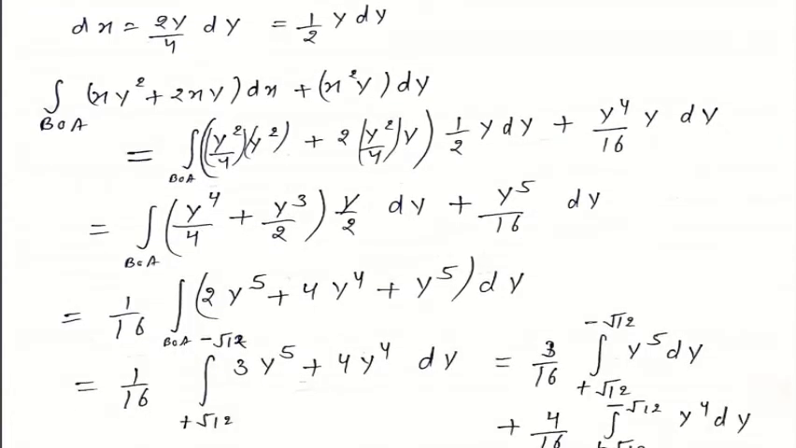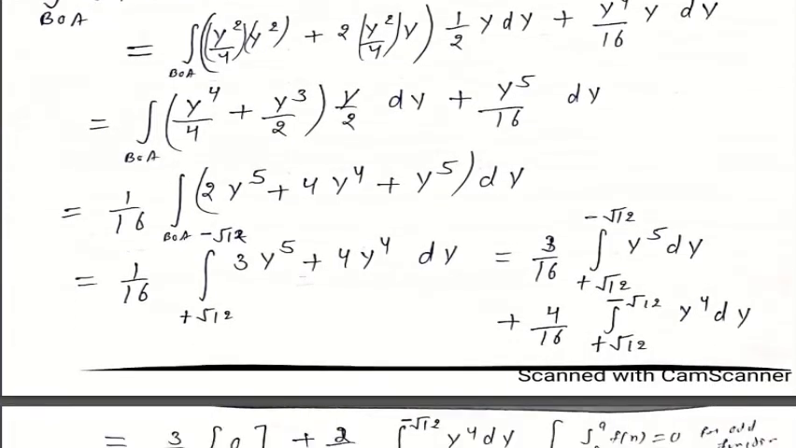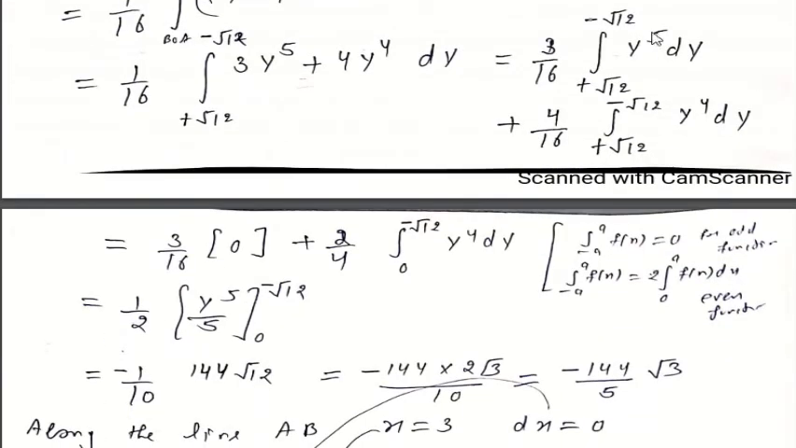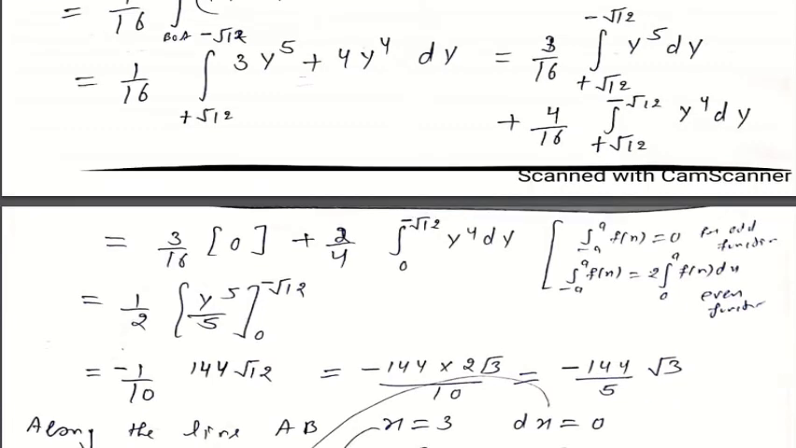After multiplying, squaring and adding, after simplification we will get this, and now it is an odd function. For an odd function, if the limit is from negative to positive or positive to negative, the integral value is 0, and for an even function it becomes twice the integral from 0 onward. So I integrated this, substituted the limits, and we get this answer. It is the answer for the BOA curve.